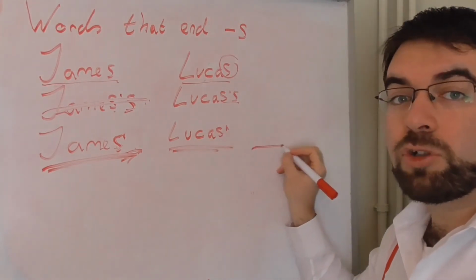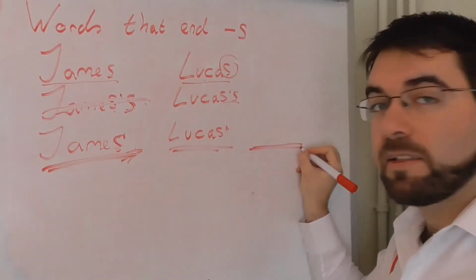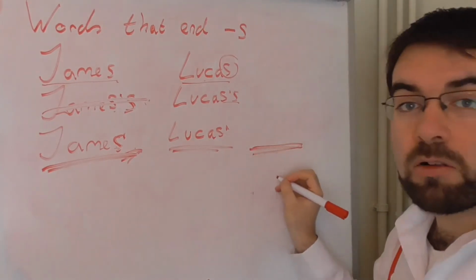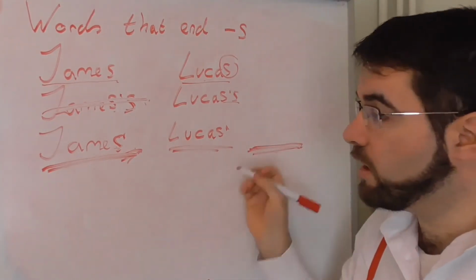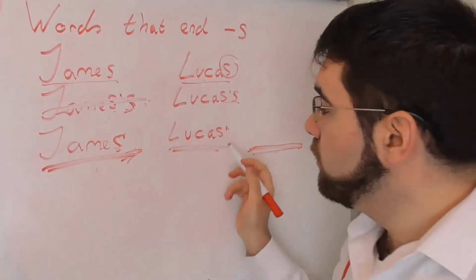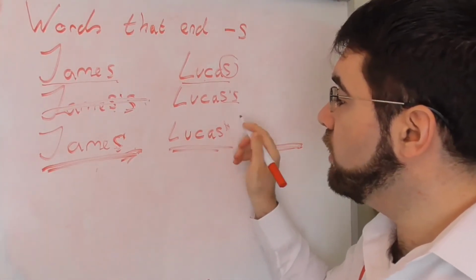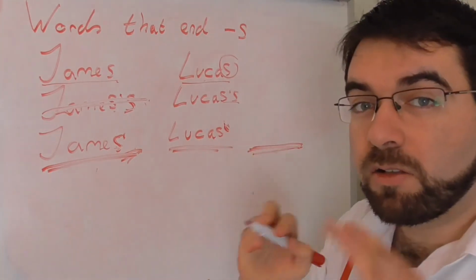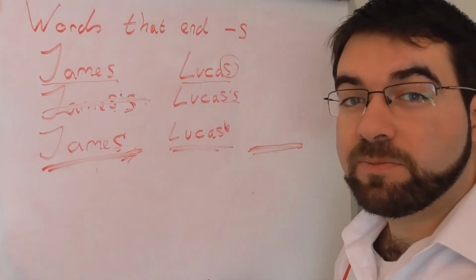Lucas's shop. Lucas's hat. Lucas's song, album. Lucas's anything. James's house. James's property. We add an apostrophe and leave it at that.